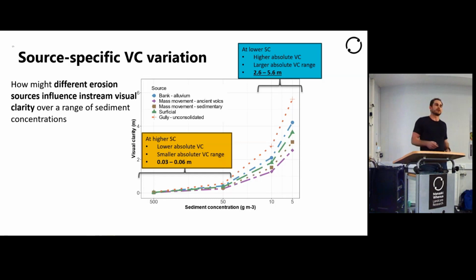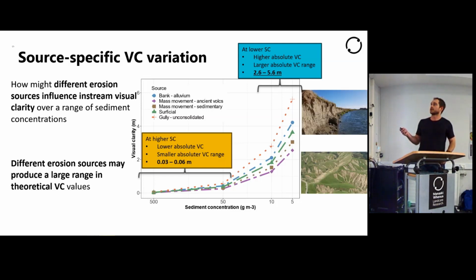There's higher absolute visual clarity across all the erosion processes, and a much larger absolute range of visual clarity between the top sources. For some sources, the same amount of mass in the stream will produce much lower visual clarity than other sources that have coarser material and result in a higher visual clarity. So different erosion sources may produce quite a large range of theoretical visual clarity values for the same mass in the stream, not accounting for in-stream variation or in-stream dynamics and population.